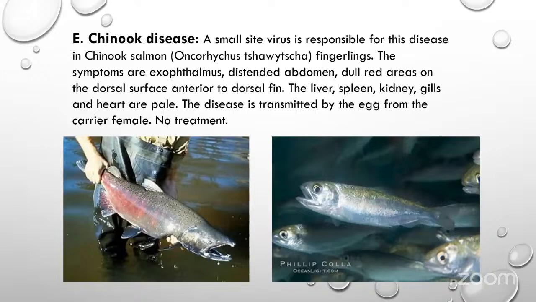Next is Chinook disease. A small virus is responsible for this disease in Chinook salmon. The symptoms are exophthalmos, distended abdomen, and dull red areas on the dorsal surface, anterior to the dorsal fin. The liver, spleen, kidney, gills, and heart are pale. This disease is transmitted by the egg from the carrier female, and there is no treatment for this disease.